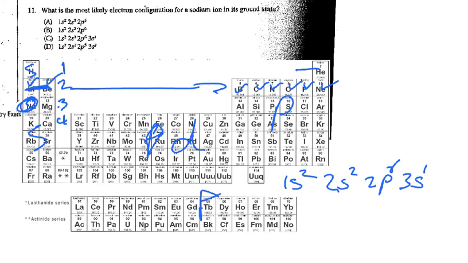Let's see what matches. Nope, A didn't have the 3s1 at the end. B didn't either. C has it, so that looks like that might be the correct answer. And D has 3s2, so that's not. So C is the correct answer.